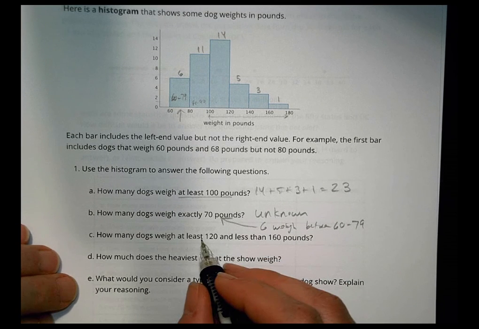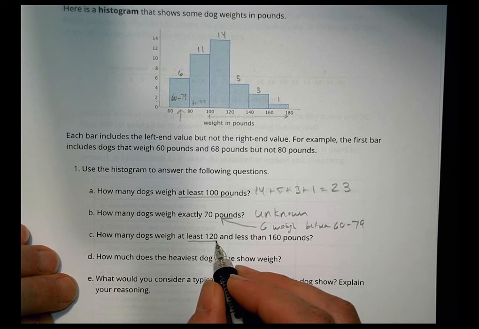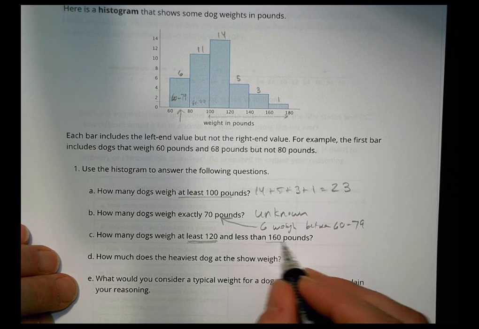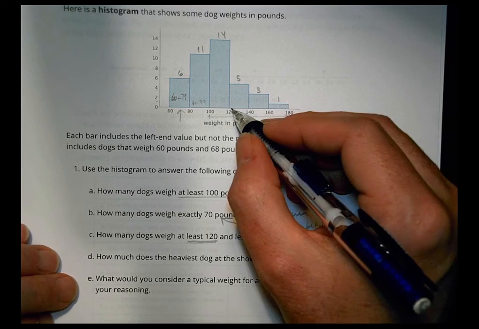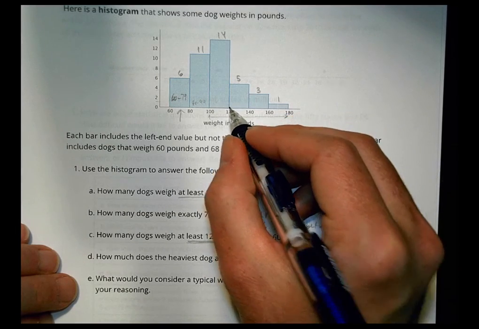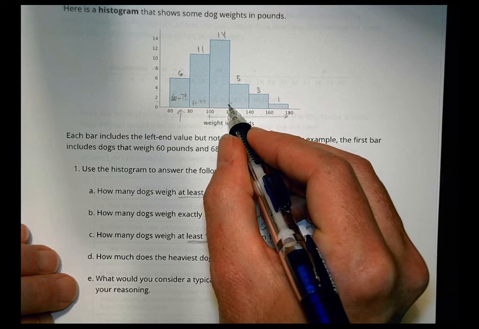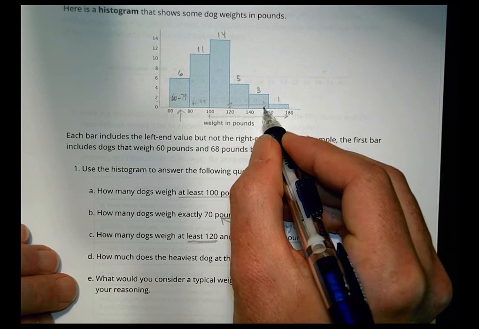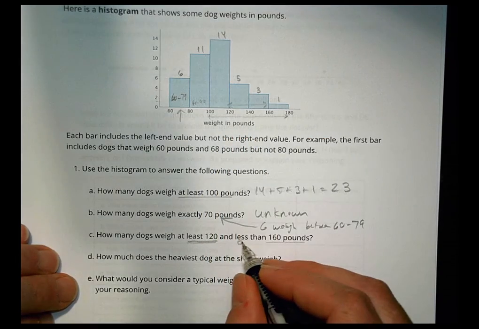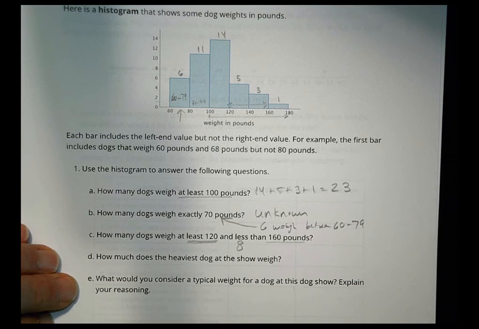How many dogs weigh at least 120 and less than 160? So they weigh at least 120, but less than 160. So you're going from 120 up to there. Well, that's going to be 8 dogs who weigh between 120 and 159 pounds.